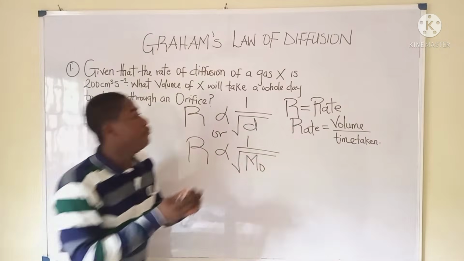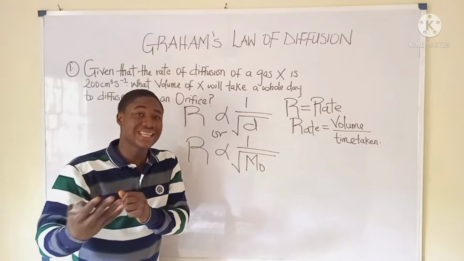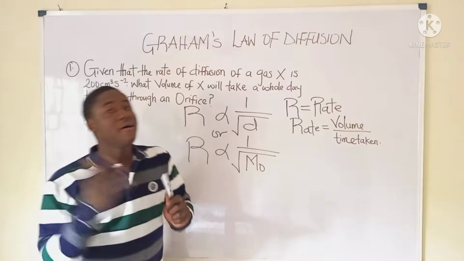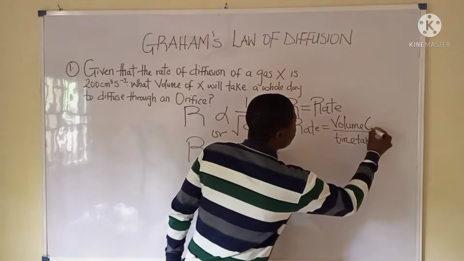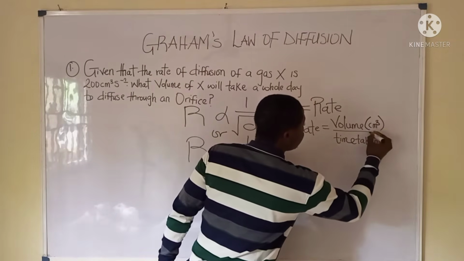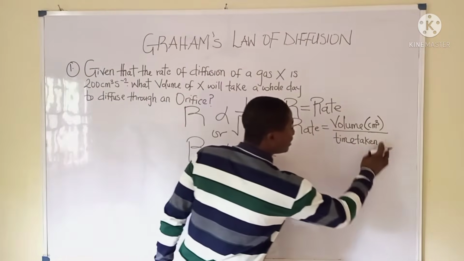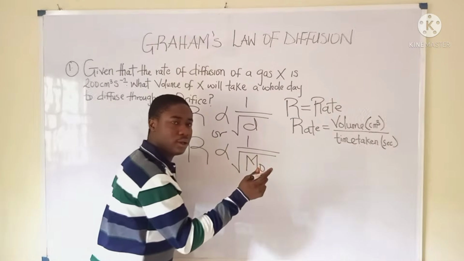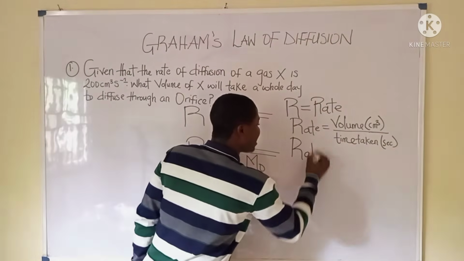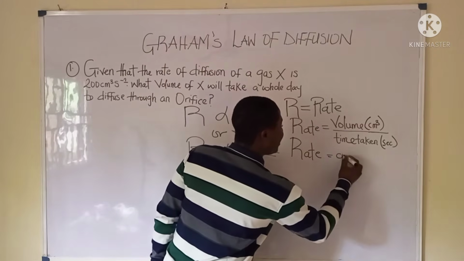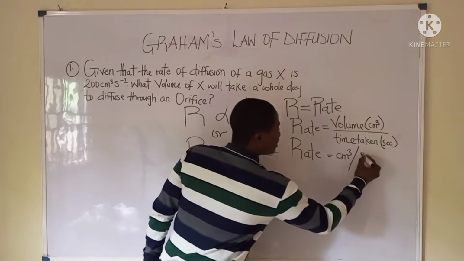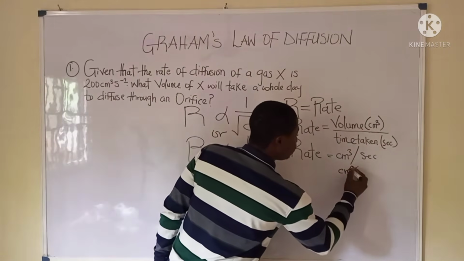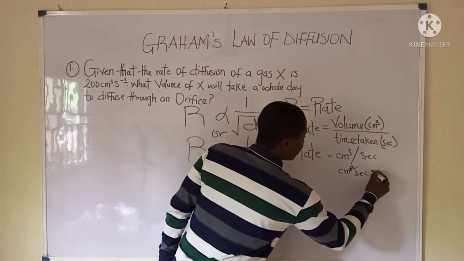The rate has an SI unit dependent on the parameters given. For example, if the volume is given in cm cube and the time taken is given in seconds, what will be the SI unit for the rate? The rate SI unit becomes cm cube per second.